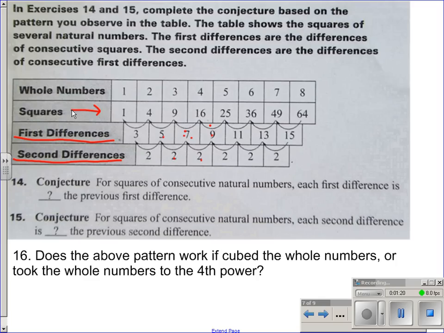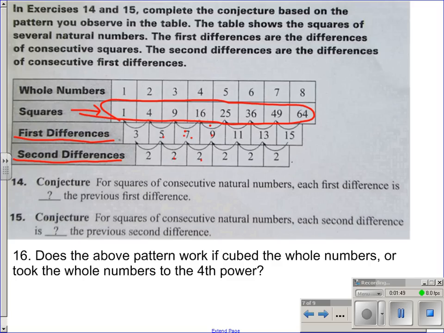This is our sequence. Okay, that's the sequence. Here is the pattern: those second differences are constant. Your homework tonight is to put together a table like this. I want to know, does this pattern work if, instead of squaring, you cube those whole numbers? Or if you take those whole numbers to the 4th power? Is there a similar kind of pattern?